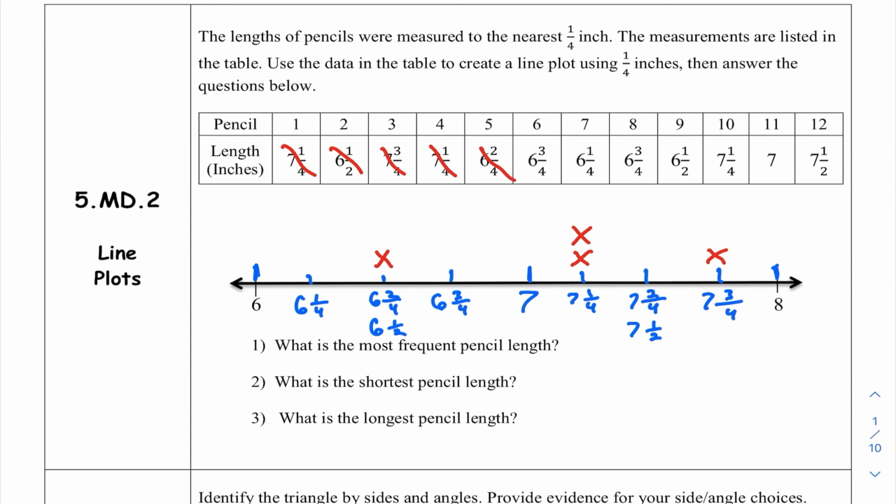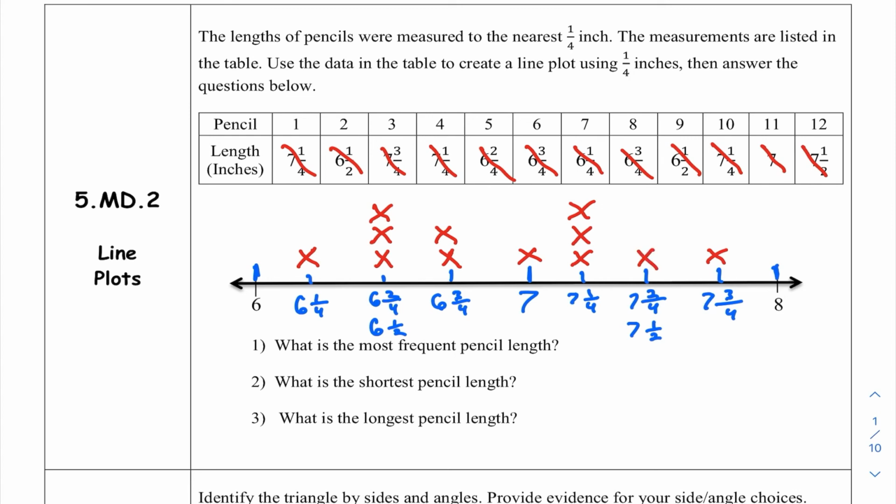6 2/4. 6 3/4. 6 1/4. 6 3/4. 6 1/2. 7 1/4. 7 and 7 1/2.